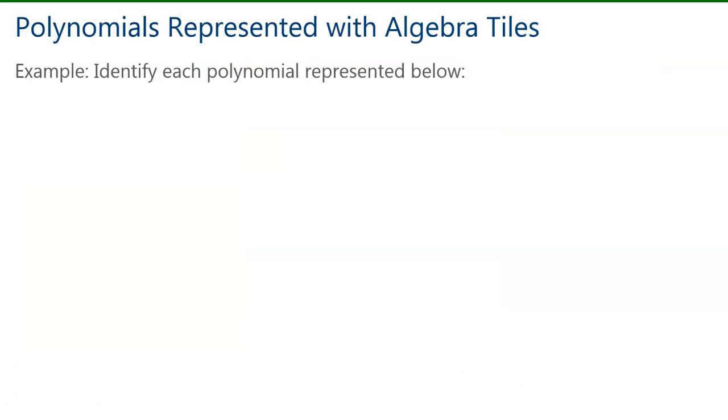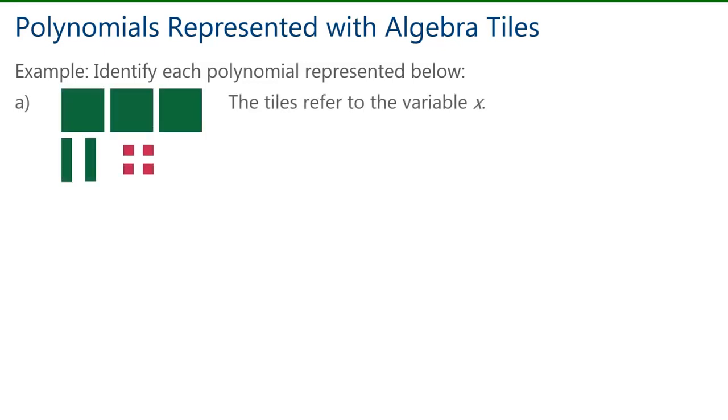Let's look at how we represent polynomials with algebra tiles. Here's an example. Identify each polynomial represented below. The tiles refer to the variable x. Here we have 3 large squares, green ones, 2 green rectangles, and 4 smaller red squares. This is 3x squared plus 2x plus 4.